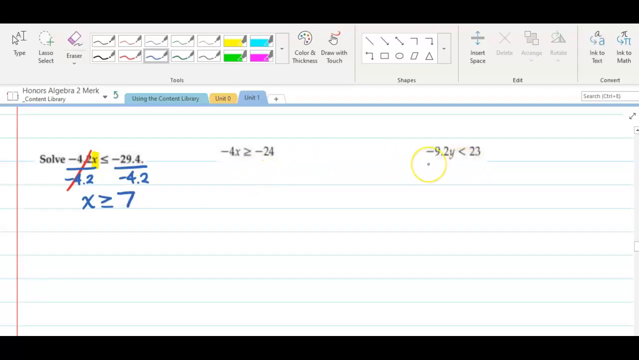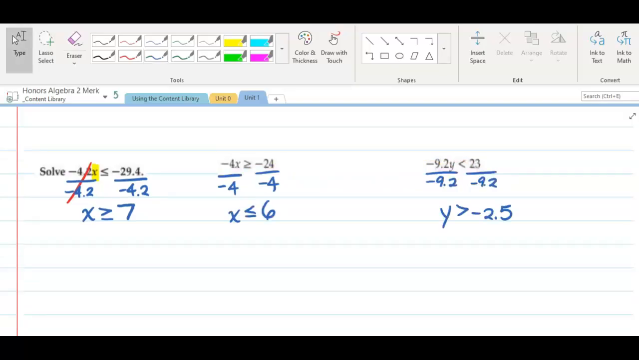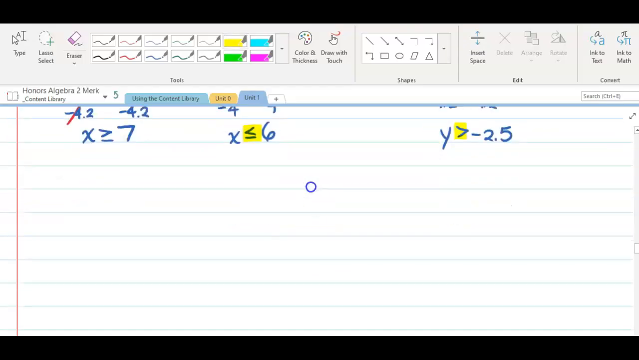Go ahead and try the next two. Pause your video, see if you get the same thing. In both of these examples, we're dividing by a negative, so our inequality symbol is going to flip in both cases, from greater than or equal to, to less than or equal to, and vice versa.